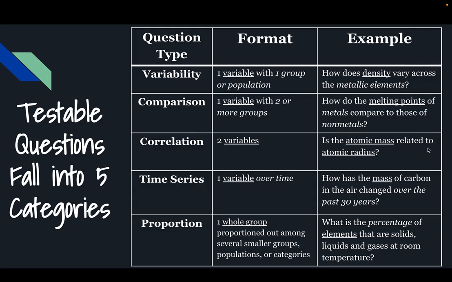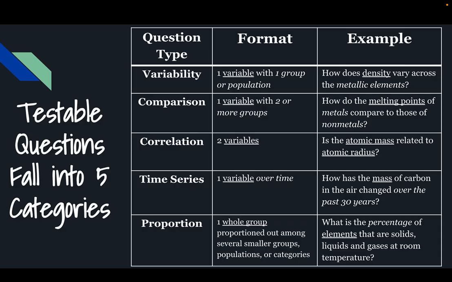So basically, when you write your research question for your investigation, it's going to fall into one of these categories. It will either be a variability question, a comparison, a correlation, a time series, or a proportion. Basically, all questions asked in science that drive experiments fall into one of these 5 categories.